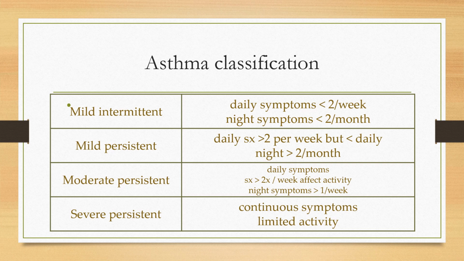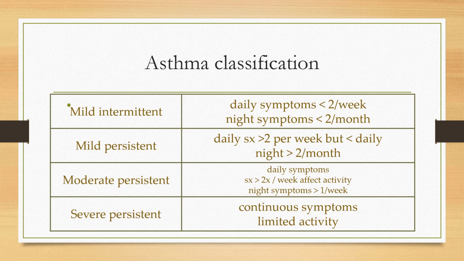With children under 4 years of age, it's very difficult to diagnose. But let's talk about someone who's above 4, like 5 years of age or over. So let's talk about intermittent asthma. The symptoms for intermittent asthma, when we talk about symptoms, we're talking about difficulty breathing, wheezing, chest tightness, and coughing. They will occur less than 2 days a week.